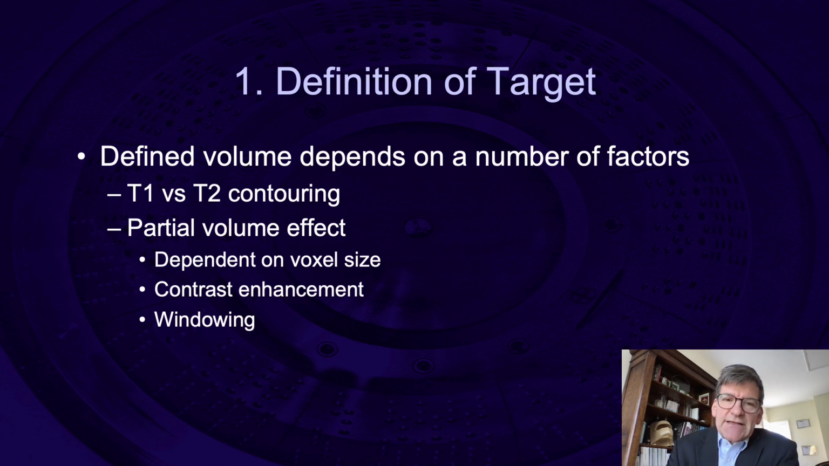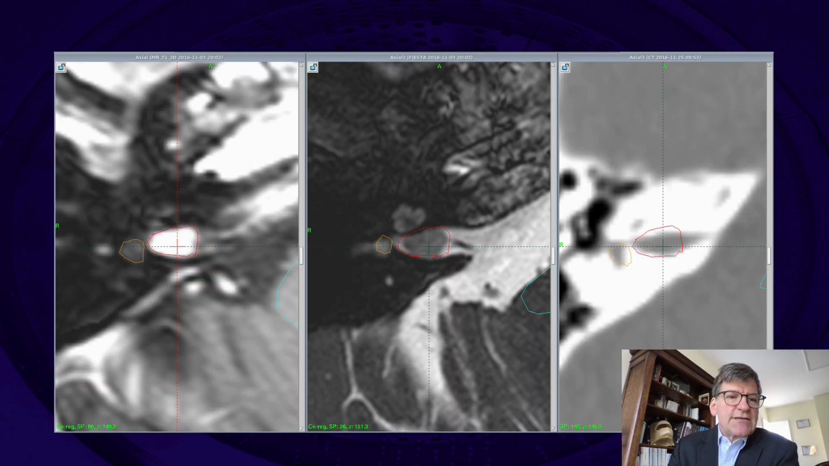We tend to define the target typically on T1 weighted MRI images, but also T2. And these are subject to the partial volume effect, as is CT. So that's dependent on the voxel size, the contrast enhancement, and windowing. So let's look at a brief example. On the left we have T1 weighted MR images, in the middle we have T2 weighted MR images, and then on the right we have CT.